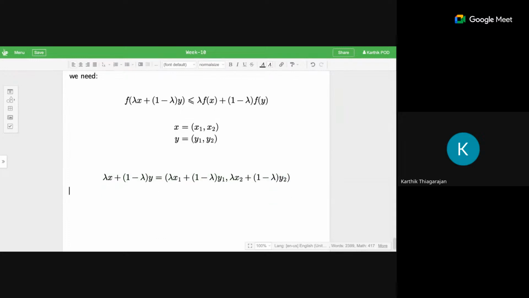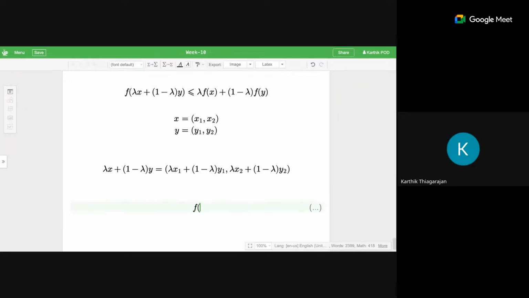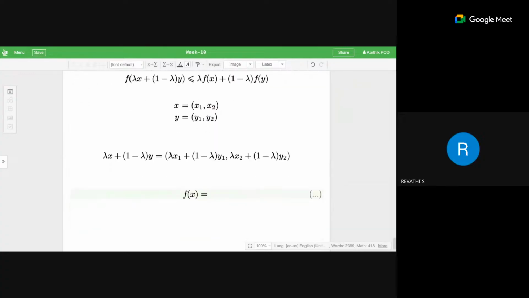Now, this part we have computed. Let's compute lambda. So f of x is what? Maximum of x1, x2. And f of y is likewise? F of y is maximum of y1, y2. Yeah, so this is where it becomes tricky.